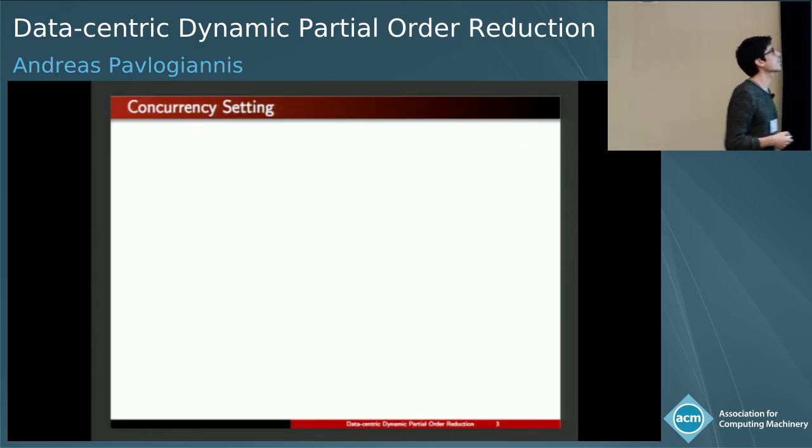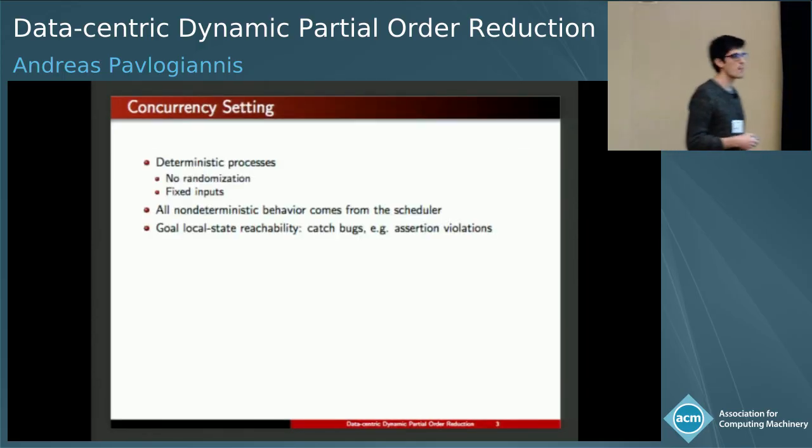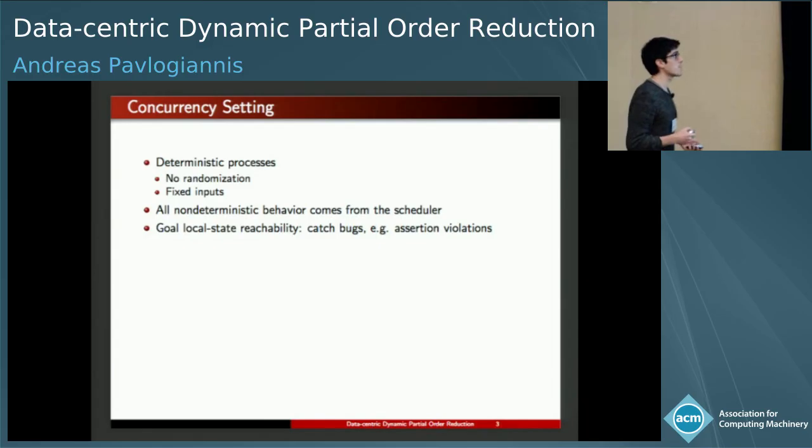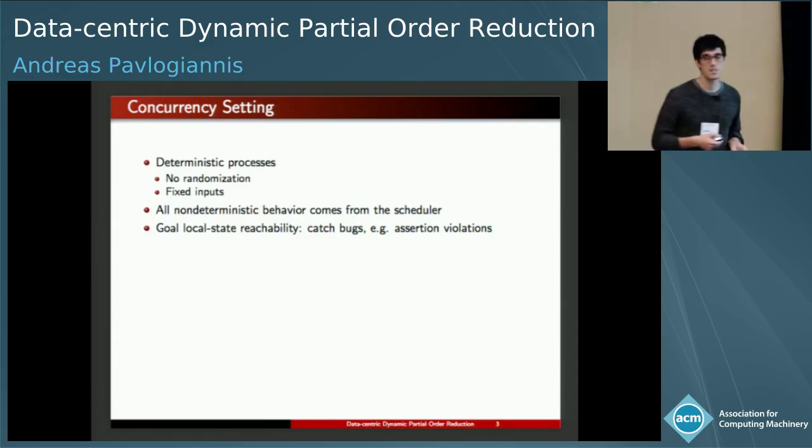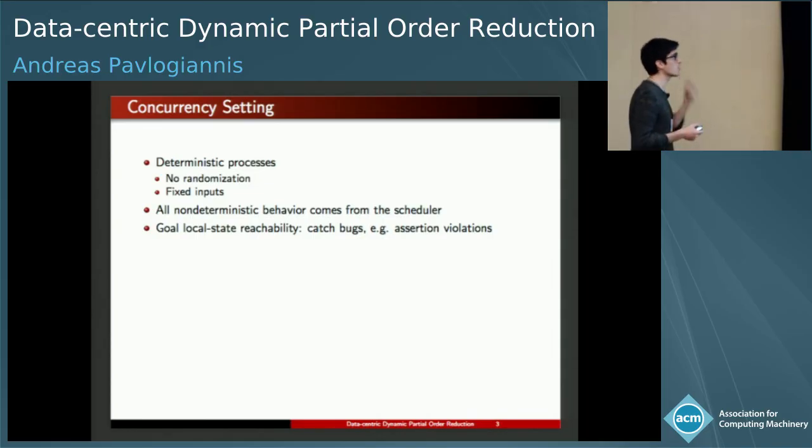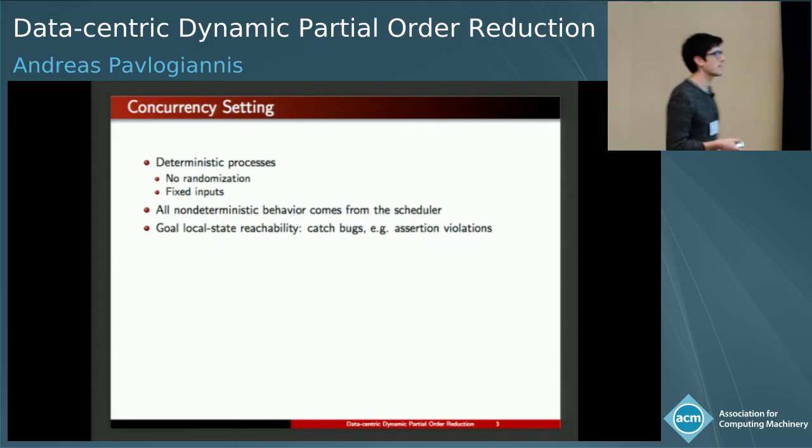So a bit about the concurrency setting I'm using here. We have a bunch of deterministic processes. They run in parallel, and they communicate with each other over shared memory. There is no randomization, and all inputs are fixed. So really, all the non-deterministic behavior comes from the scheduler. And our goal is to do some kind of local state reachability. Think of catching assertion violations for now.